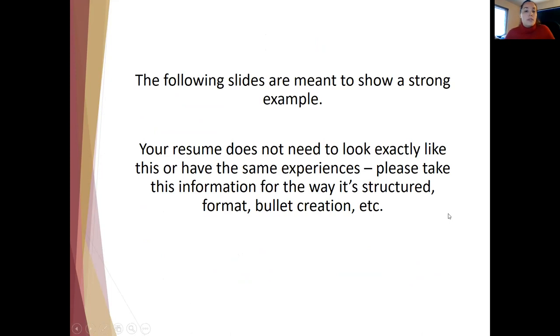So we're going to do a deep dive into an example of a real life CSD resume. All of the identifying information has been taken out. This is not to say that your resume has to look exactly like this one. It also does not mean that your experience needs to look exactly like this one. In fact, it probably won't. So I only want you to look at this example in terms of a foundation for when you are crafting or editing your own resume.